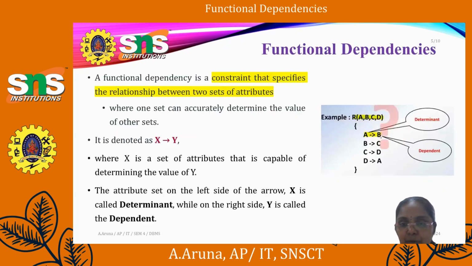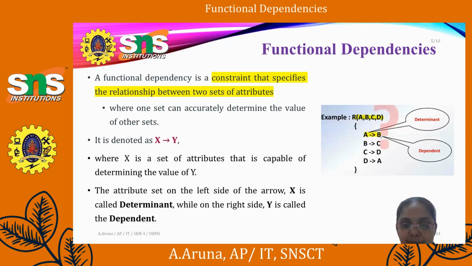Next we're going to see the functional dependency. Functional dependency is a constraint that can be set on the attributes. It specifies the relationship between two sets of attributes. When one set of attributes can accurately determine the value of another set, that is called a functional dependency. It is denoted by X tends to Y, where X is a set of attributes capable of determining the value of Y.